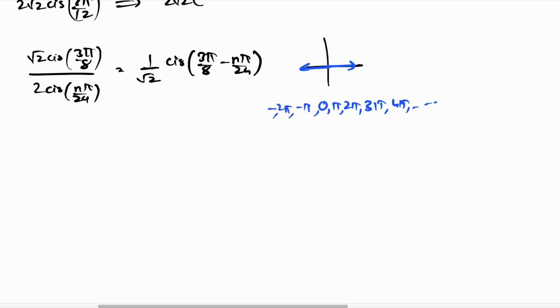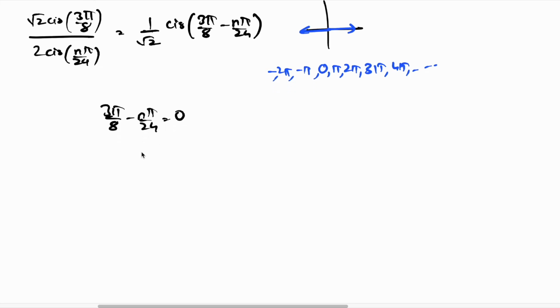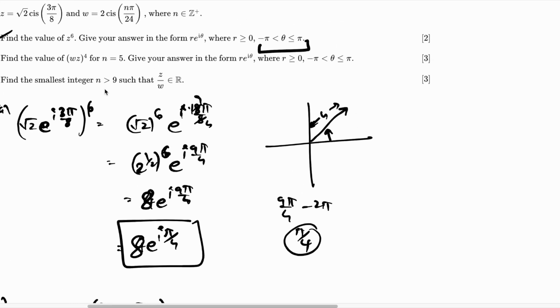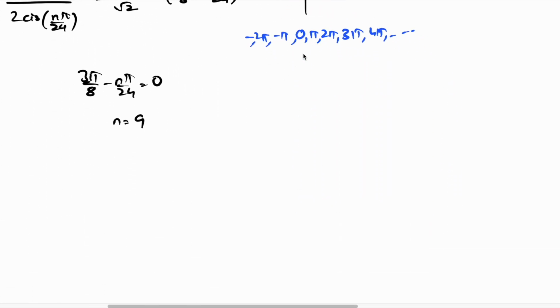So what I'll do is I'll equate the argument, which is 3 pi by 8 minus n pi by 24, to 0 first. So if I equate it to 0, I'll get n as 24 into 3, 9. But the thing is, they are saying n has to be greater than 9. So logically, I'll move on to the next positive value, which is 3 pi by 8 minus n pi over 24 is equal to pi.